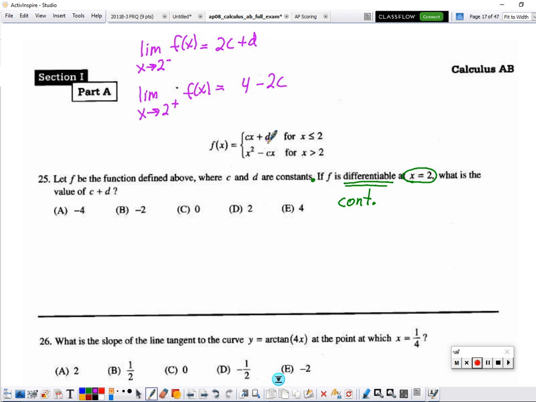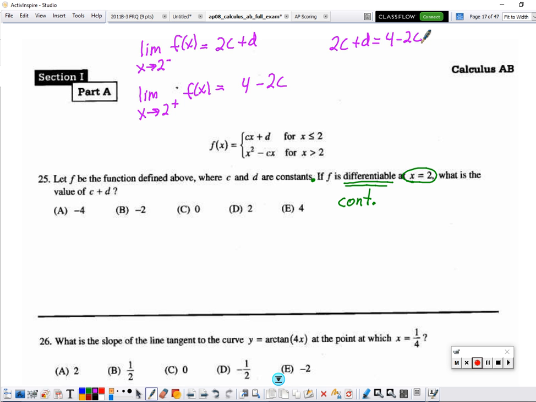If f is going to be continuous, these two have to be the same. So that gives me an equation. 2c plus d has got to equal 4 minus 2c. Okay, you've all done this before. You have one equation and there are two unknowns, you can't find the unknowns. So that's just what it is for now.